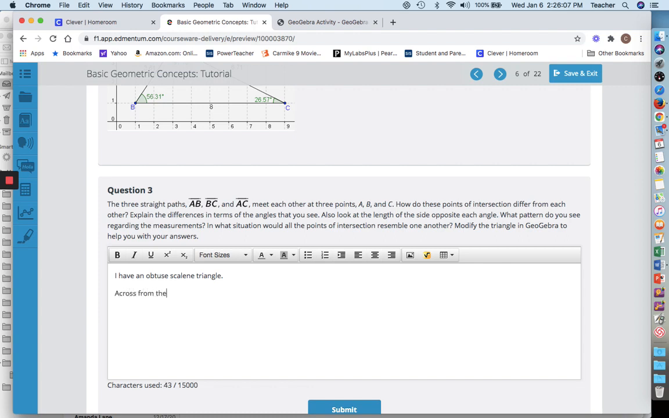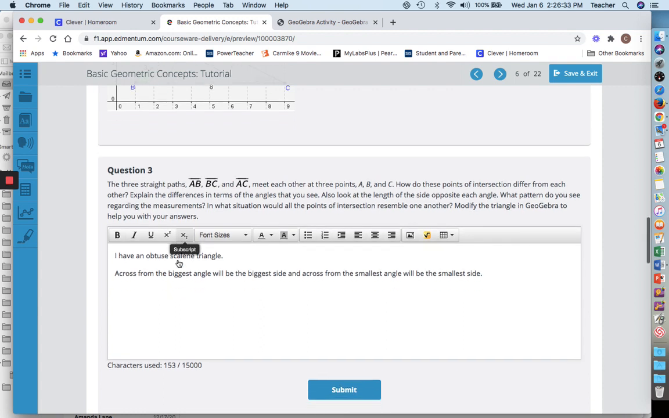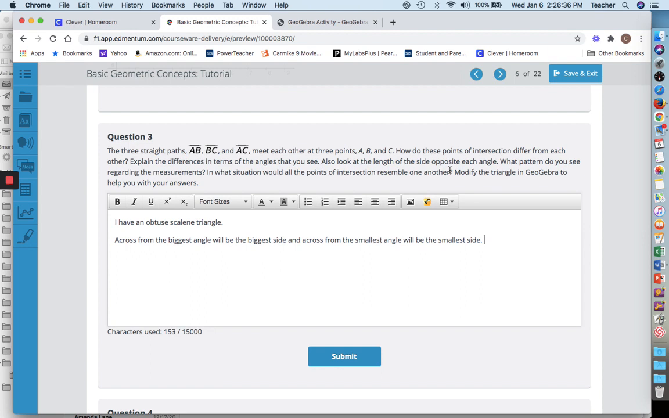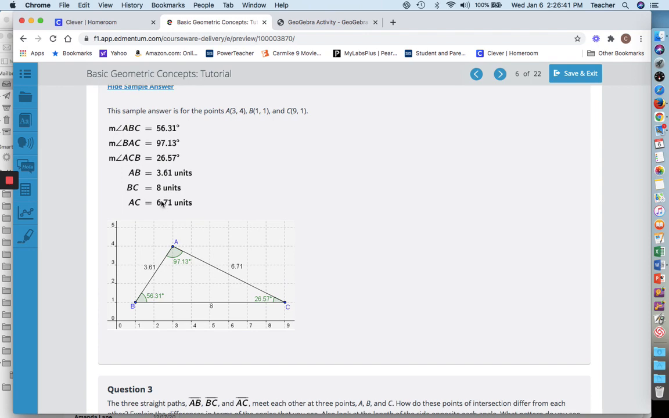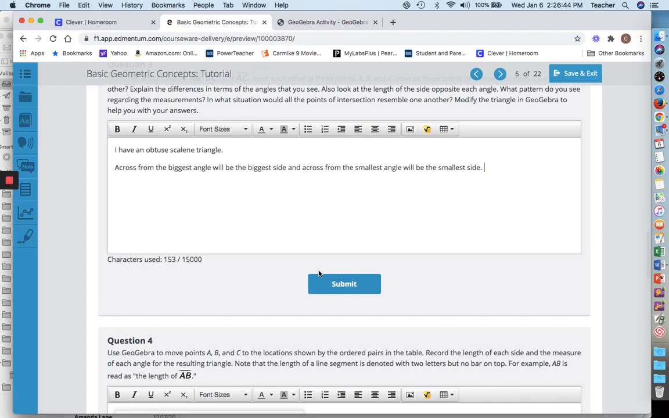Across from the biggest angle will be the biggest side, and across from the smallest angle will be the smallest side. That's because those angles create small segments or big segments across from them. All right, if you want to modify it, you're more than welcome to. Or you can go with what you have or even the example that you may be looking at above you. Go ahead and submit that.